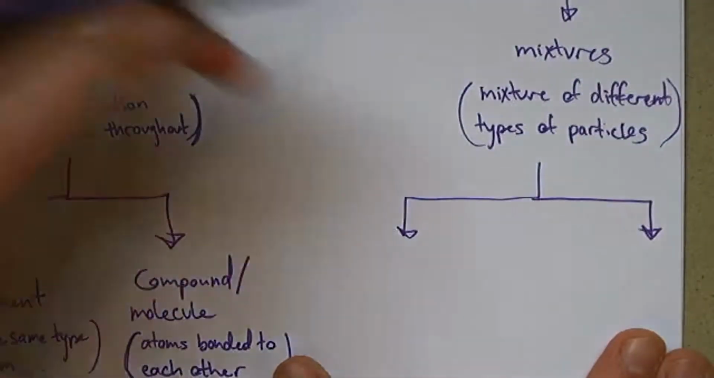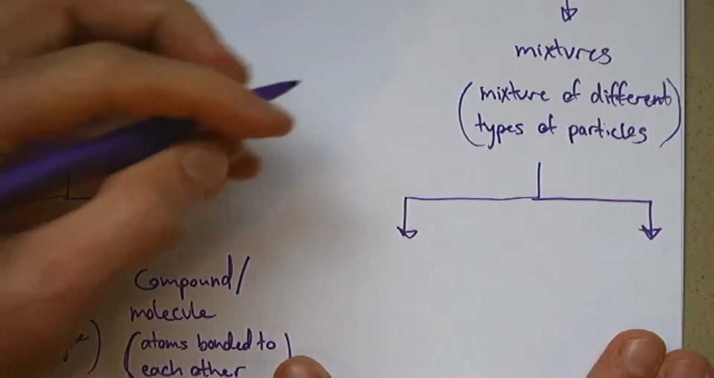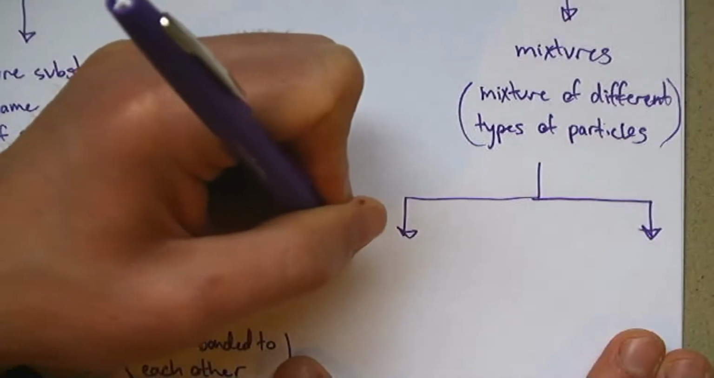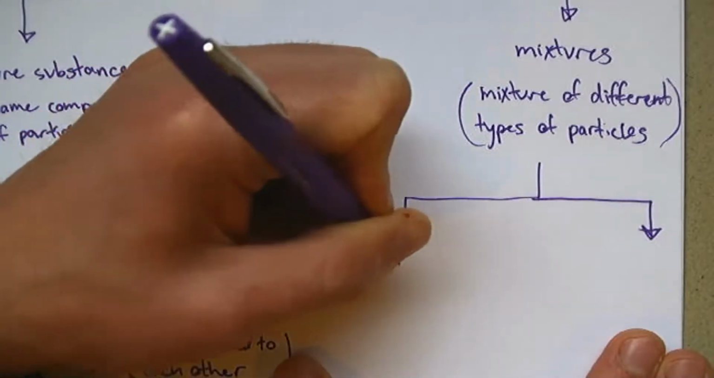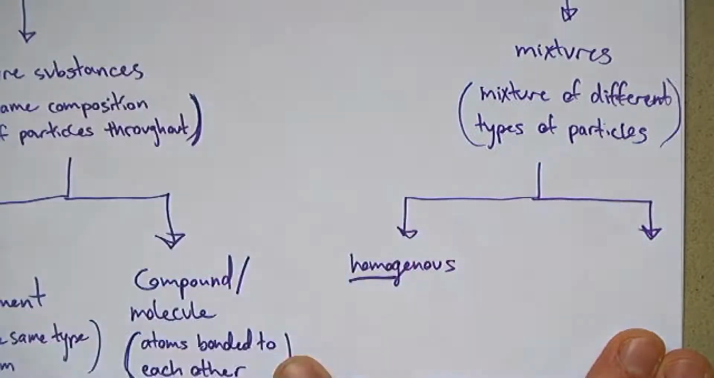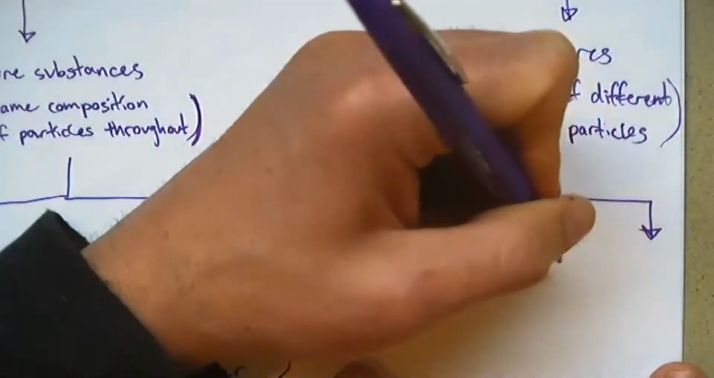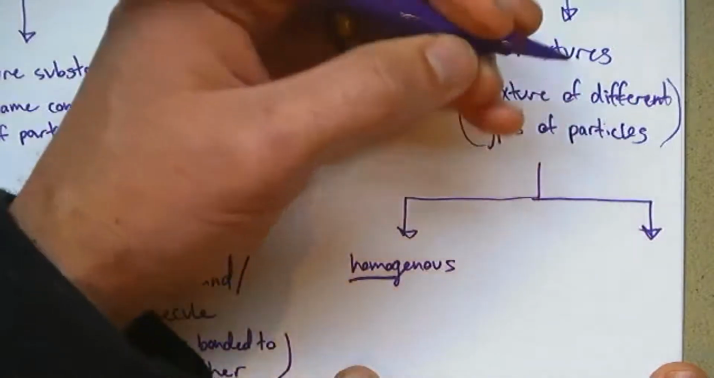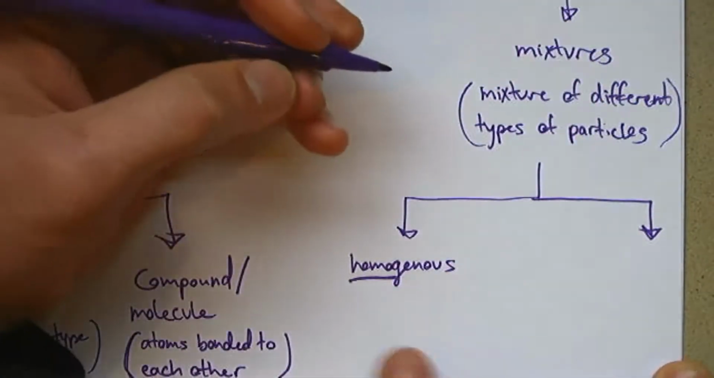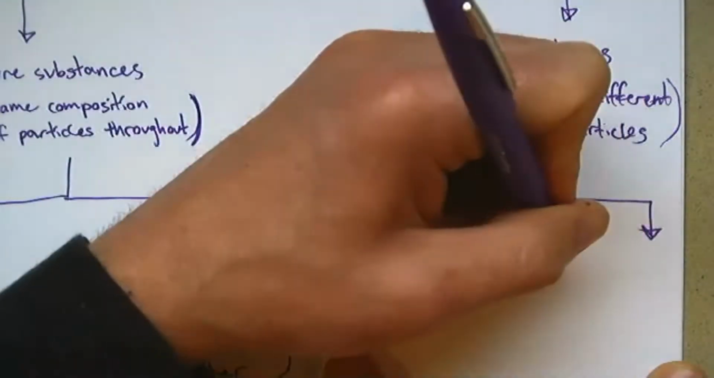There are also two types of mixtures. Okay, there is homogeneous, and there is also heterogeneous. Homogeneous and heterogeneous is how you say it, but I'm highlighting the front part of the word because it's going to give us a hint.